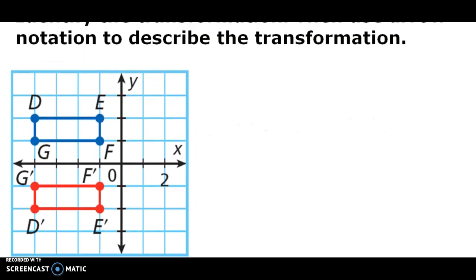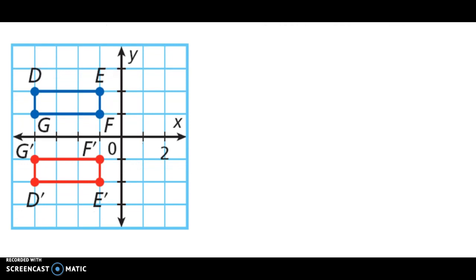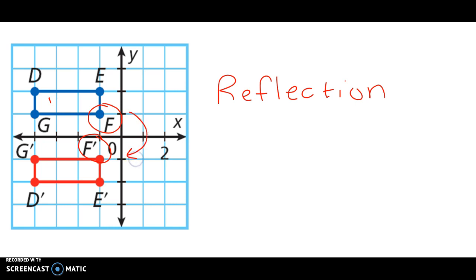What type of transformation is this one? It is a reflection. How do we know this is a reflection? Because it's the same distance away from the line, and the points are on the other side. See, F is at the bottom right here, but it's the top right here. If it was a translation, F would stay in the bottom right. But it reflects over.